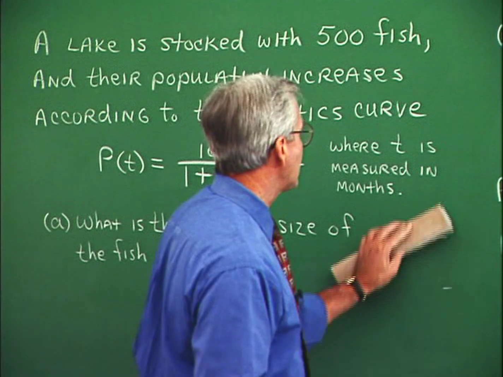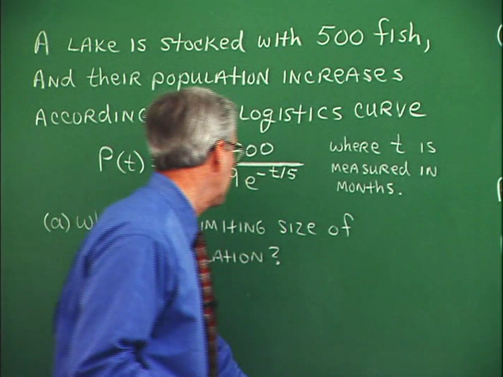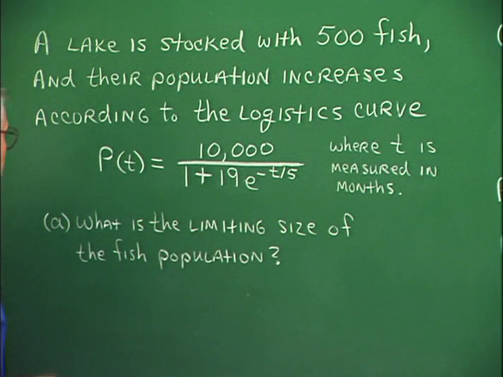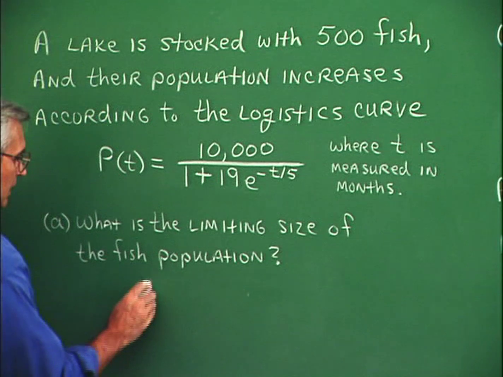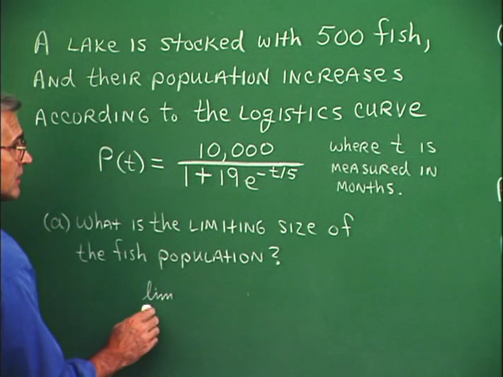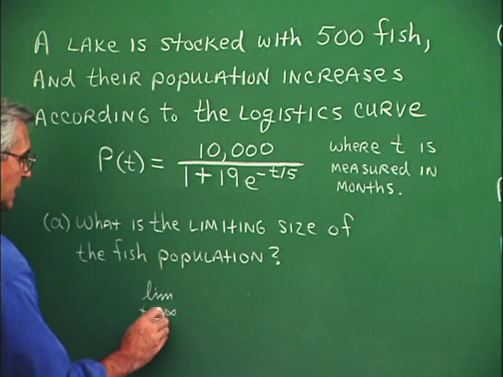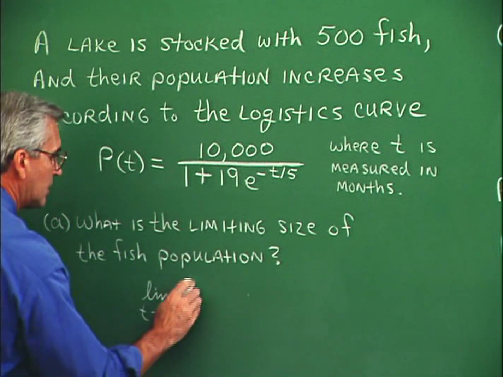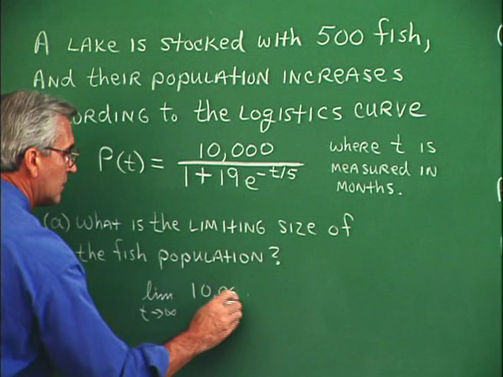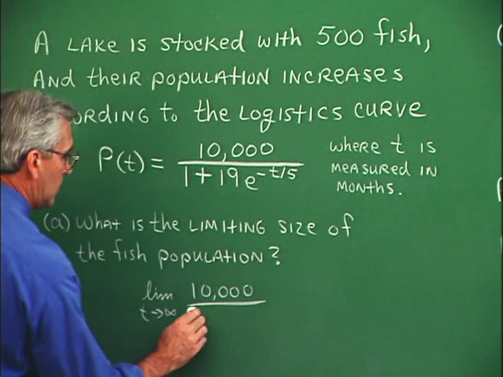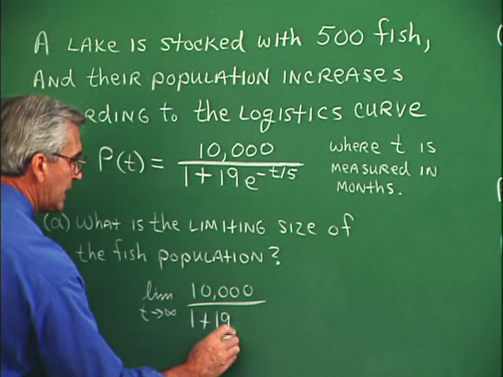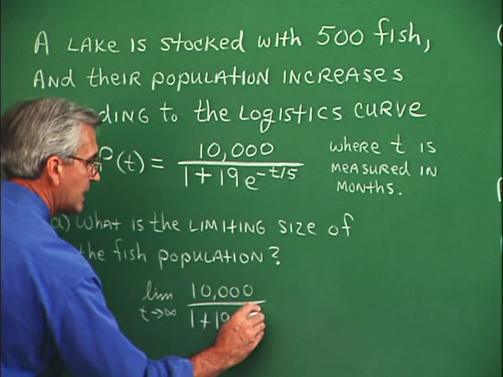The first question is asking us about that level-off point. It's saying, what is the limiting size of the fish population? And the limiting size of the fish population is found by taking the limit as t approaches infinity of this fraction, 10,000 over 1 plus 19e to the negative t over 5.